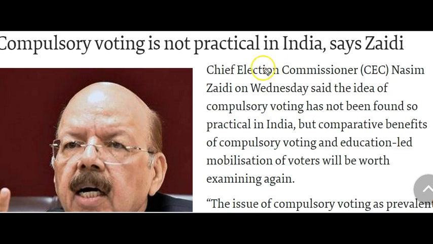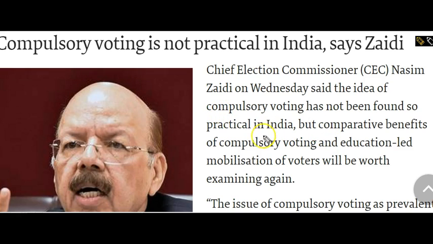Now let's discuss another important article published in the Hindu newspaper regarding compulsory voting. Is it possible in India? Some countries have introduced compulsory voting. Whether we should go for compulsory voting because of the declining voter turnout. Recently, Chief Election Commissioner Nasim Zaidi said that compulsory voting is not practical in India. It is not possible in India to introduce compulsory voting.